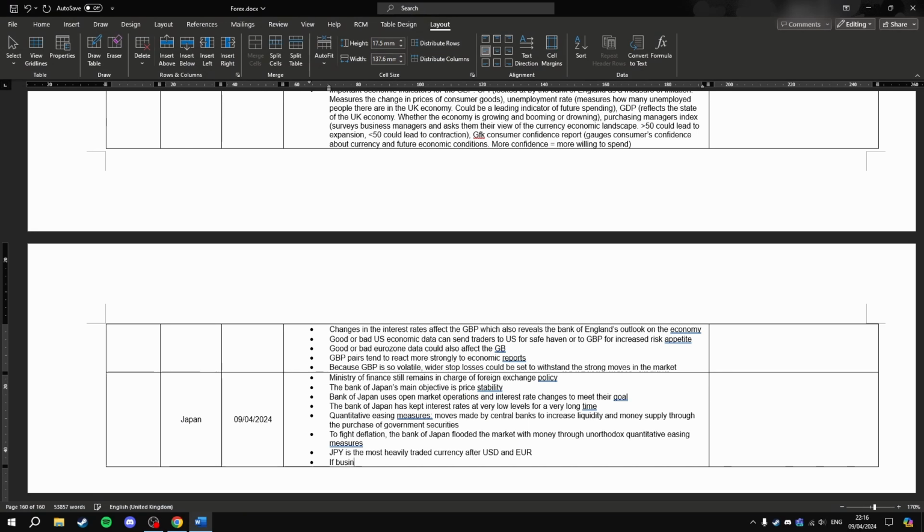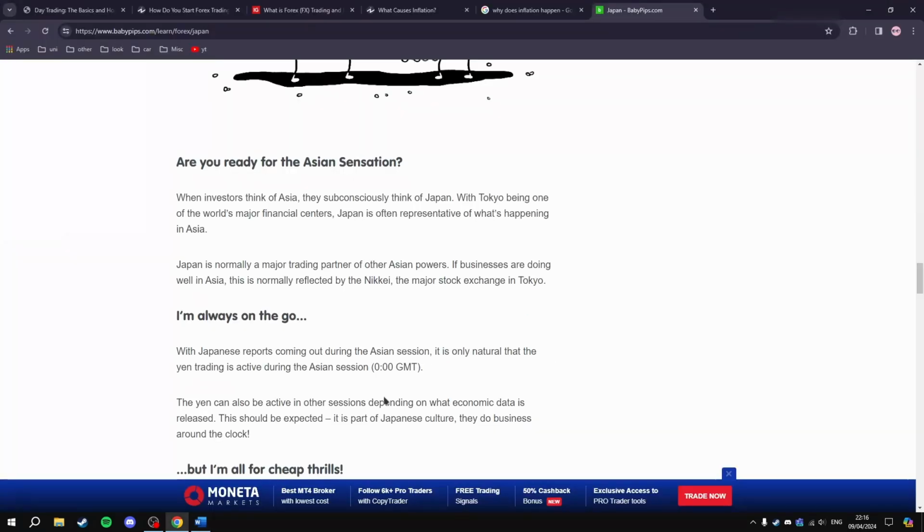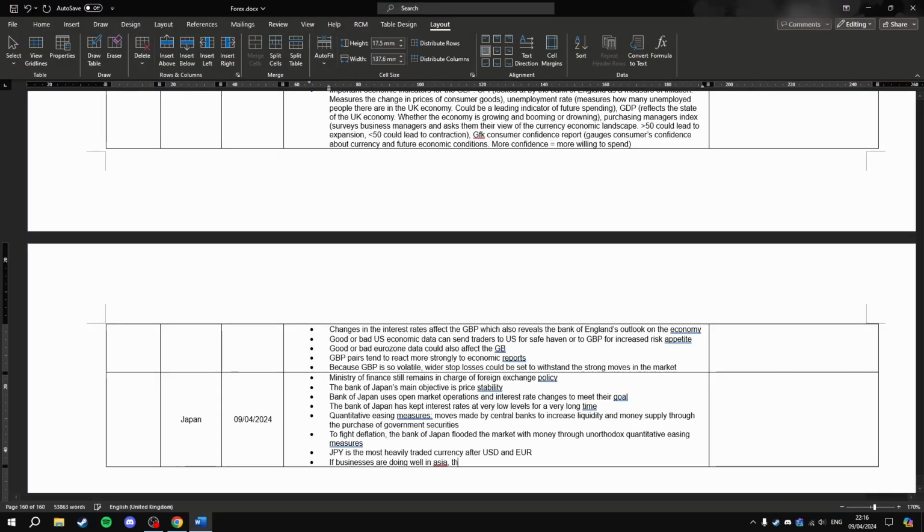If businesses are doing well in Asia, this is normally reflected in the Nikkei.